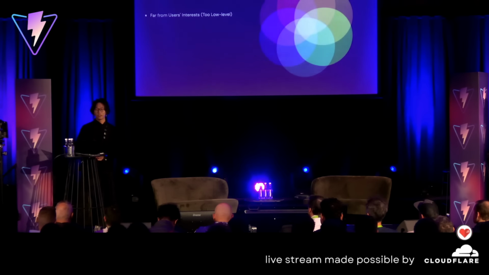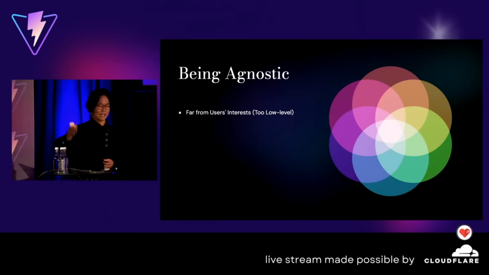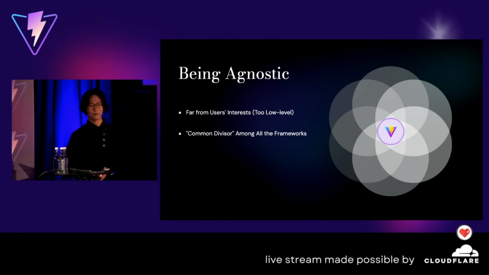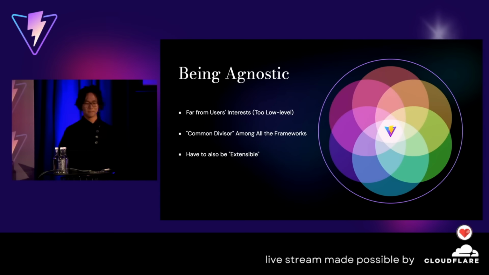If you look at the graph on the right, imagine that each circle represents a specific framework or integration. Being agnostic means that Vite DevTools can only be the common divider among all these frameworks, which is quite limited, and it's not always useful for major users. That's why the next thing we're going to talk about is extensibility. In order to bring interesting framework-specific information to users, we want to provide a capability for frameworks to do so, as what we are doing for Vite DevTools.